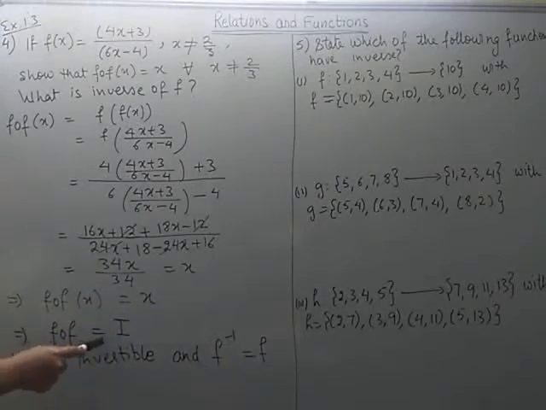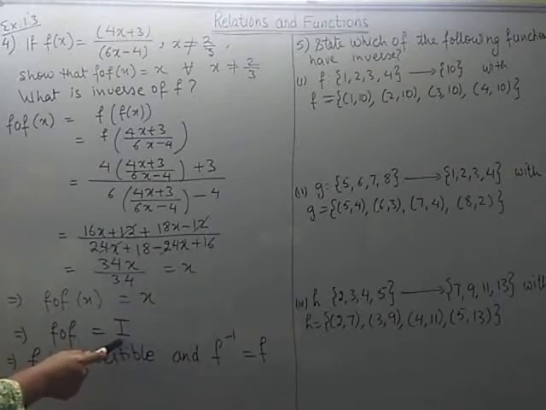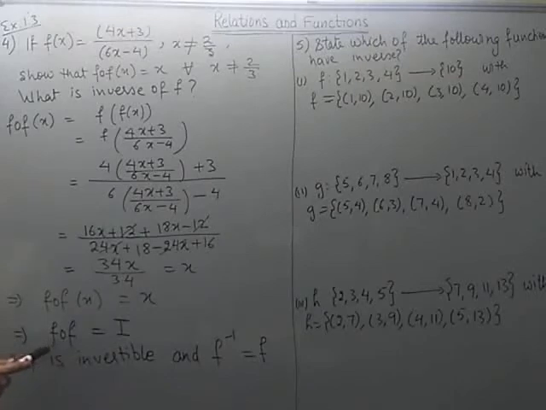So f of f is coming out to be an element from the domain of f. This is the notation we use for it. Okay, so what can we conclude from here? It means f is invertible.